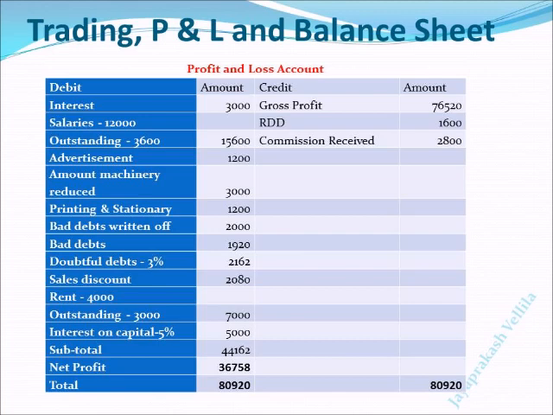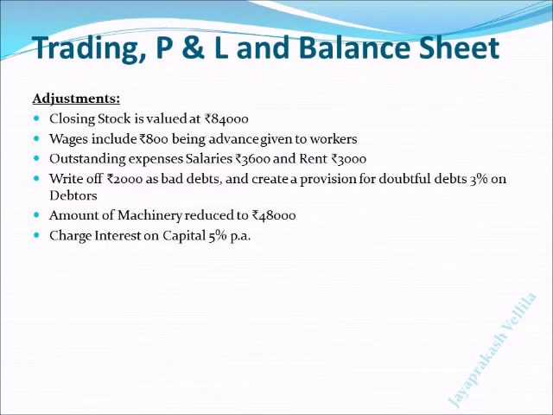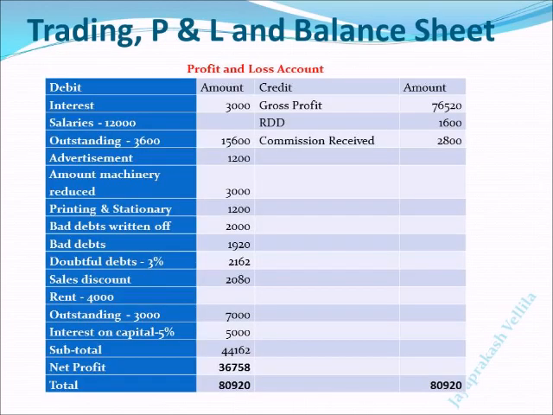Next, rent is given as 4,000, but as per adjustments there is an outstanding rent of rupees 3,000. So adding both, 4,000 plus 3,000, we get 7,000 as the expenditure.